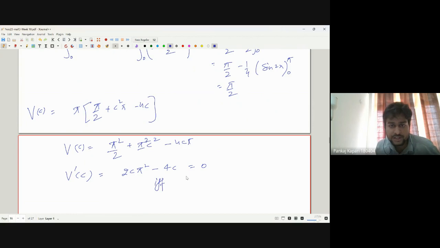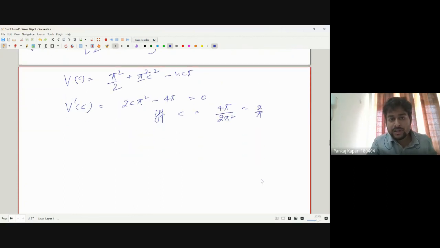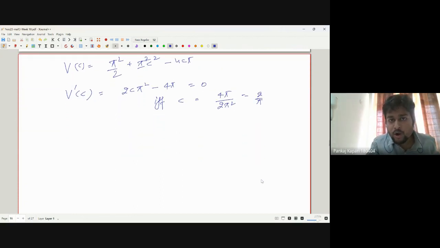Okay, so we are differentiating with respect to c, so this c will not be here in the second term. Instead of that, there is a pi. So this will imply that c must be 4 pi divided by 2 pi square, right? That means it is 2 by pi.